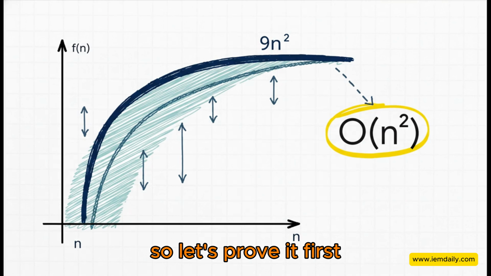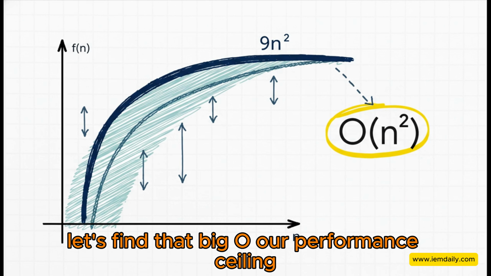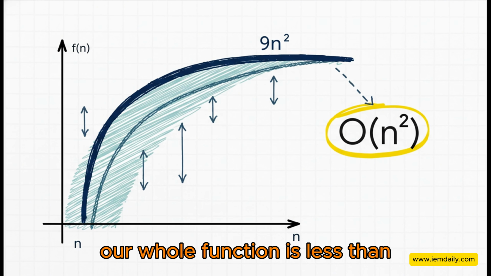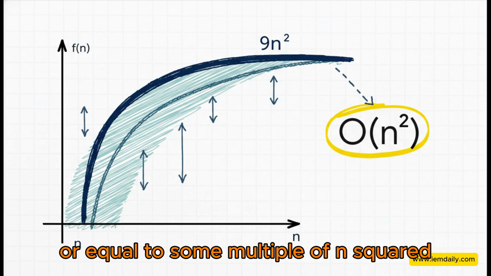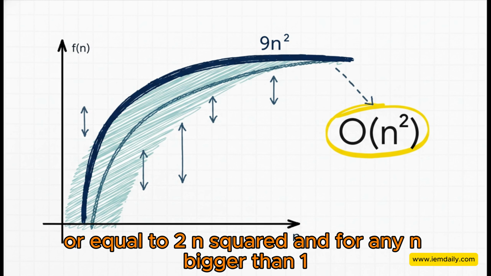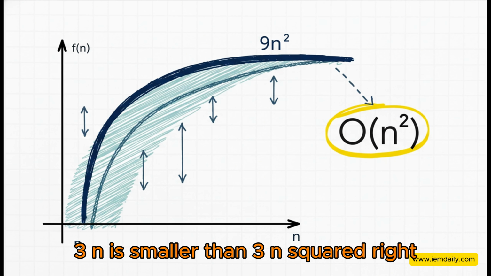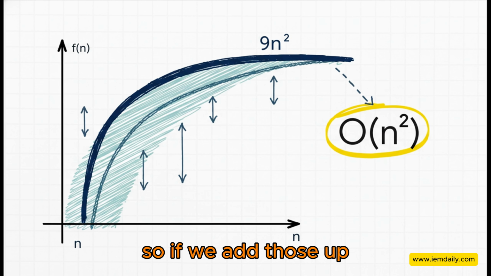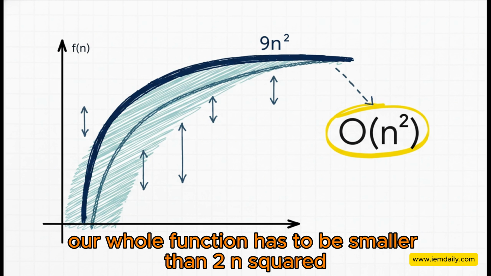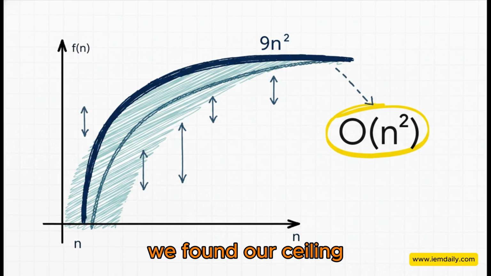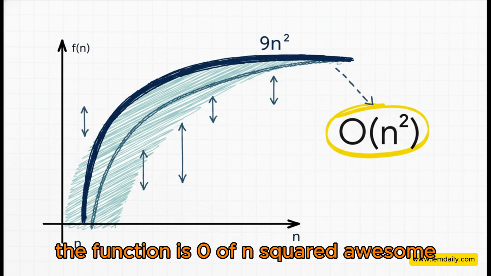So let's prove it. First, let's find that Big O, our performance ceiling. We know n squared is the dominant term, so we're looking for a way to say our whole function is less than or equal to some multiple of n squared. Well, let's think about it. 2n squared is definitely less than or equal to 2n squared. And for any n bigger than 1, 3n is smaller than 3n squared, right? And 4 is definitely smaller than 4n squared. So if we add those up, our whole function has to be smaller than 2n squared plus 3n squared plus 4n squared, which is just 9n squared. And there you have it. We found our ceiling. The function is O of n squared.